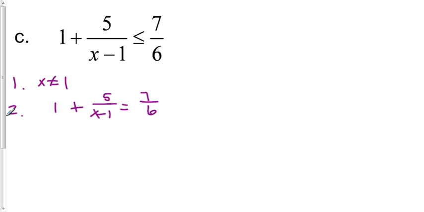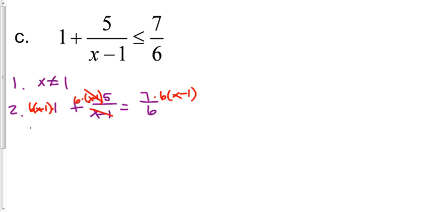I'm going to multiply everything by 6 times x minus 1 because that's going to cancel out each denominator. So 6 times x minus 1 times 1 plus 6 times x minus 1 times 5 over x minus 1, those are going to cancel, equals 7 times 6 times x minus 1. Every part of the equation has to be multiplied by the same thing.